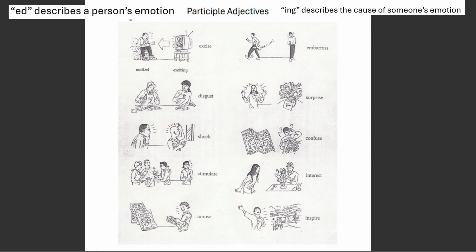Okay. The guy is confused. Why? Because the map is confusing, right? The girl is interested. Why? Because what the guy is doing, that activity, is interesting to her, right? So she's interested in the interesting thing that the guy is doing. Okay, the girl is inspired. The girl on the left is inspired, and the beautiful place, the view, is inspiring, because the view causes people to feel inspired, right? So the view is inspiring.